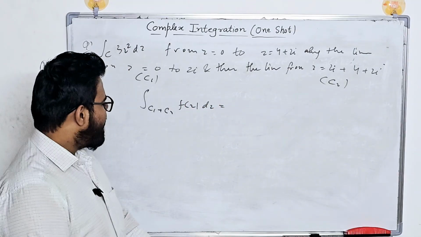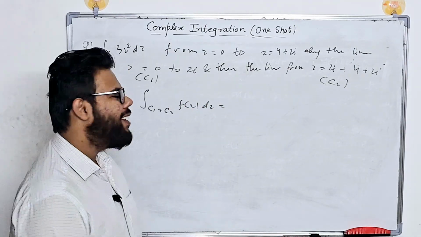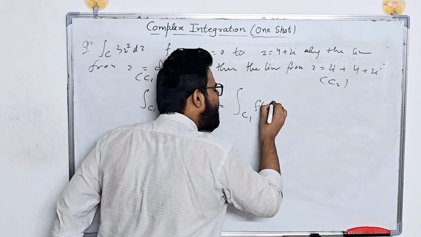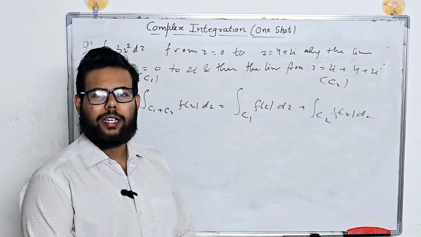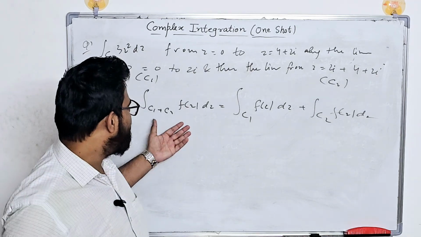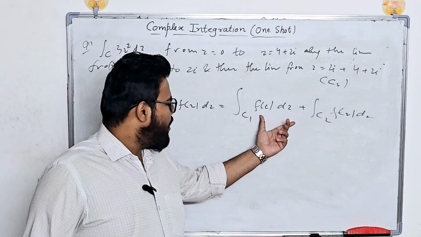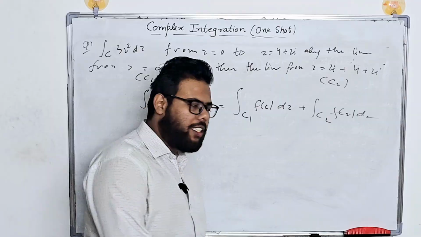Now if you remember, I told you the property: the integral over C1 of f of z dz plus the integral over C2 of f of z dz. So there are two curves, and we have to apply this. First of all, let's evaluate for C1 and then we'll evaluate for C2.